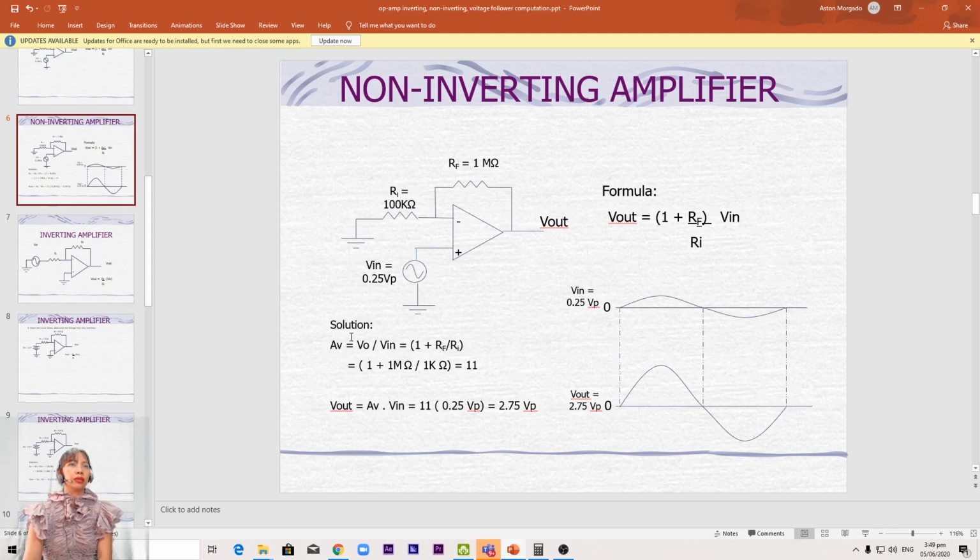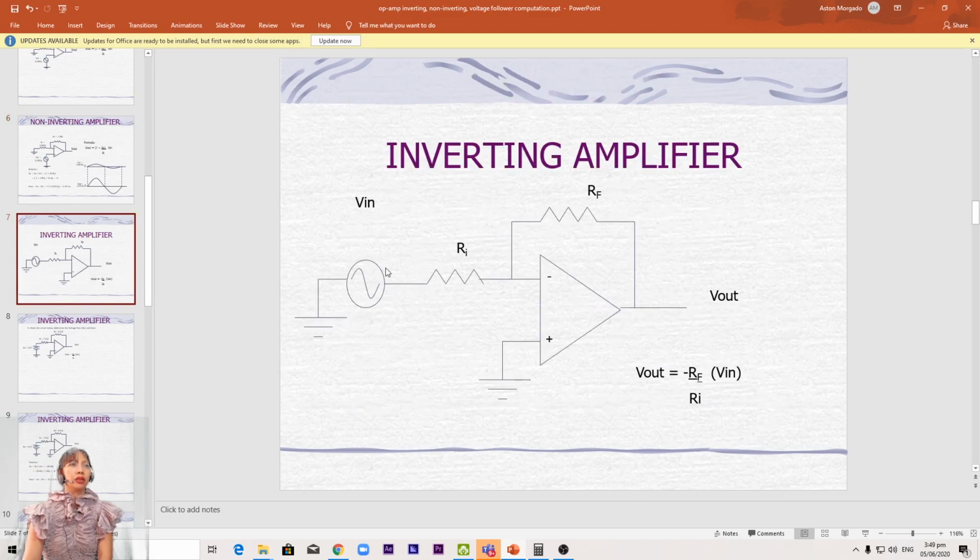Okay, so now we proceed to inverting. This time the V in is connected to the negative input, but with the same connections. The RF is connected from pin 6 to pin 2, and then RI is connected to pin 2. It is the V in that actually defines it as inverting.